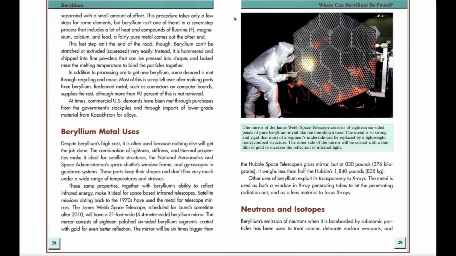And so it can be separated with a small amount of effort. This procedure takes only a few steps for some elements, but beryllium isn't one of them. In a 7-step process that includes a lot of heat and compounds of fluorine, magnesium, calcium, and lead, a fairly pure metal comes out the other end.